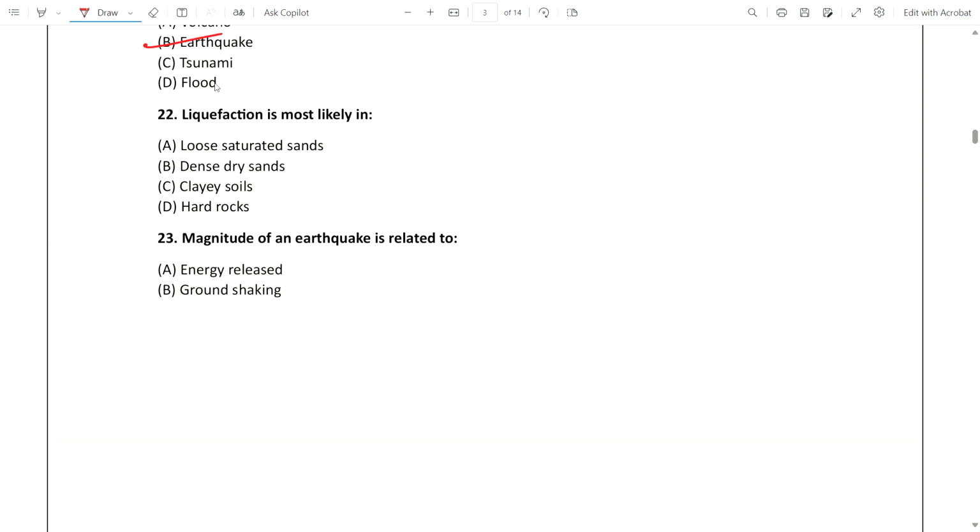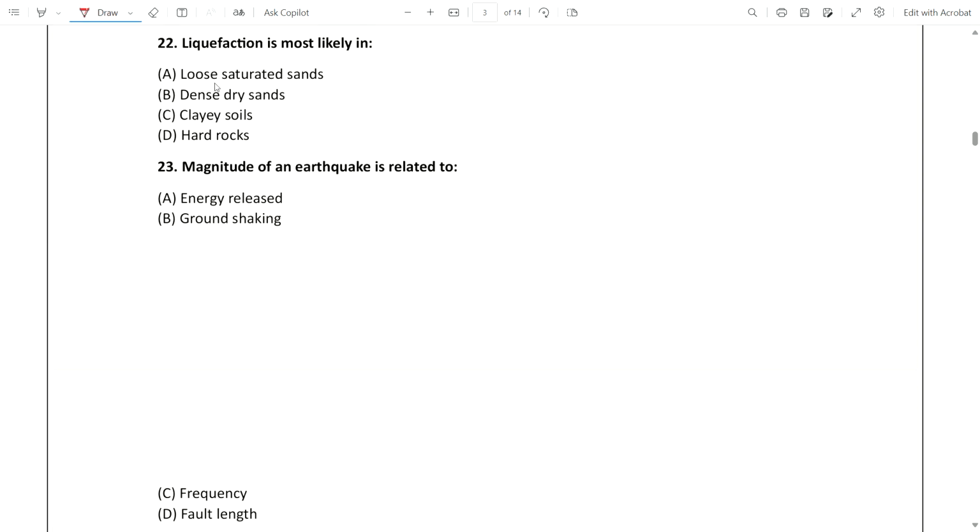Now question number 22, liquefaction is most likely in what? Loose saturated sand, dense dry sand, clay soil, hard rocks? Here the option is loose saturated sand. In loose saturated sand, liquefaction is most likely to occur.